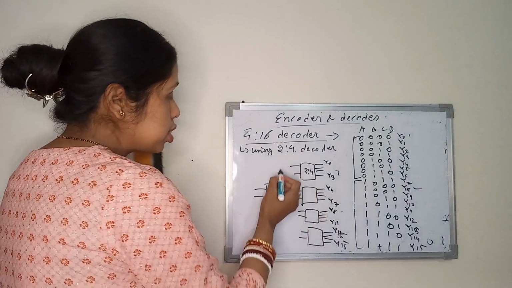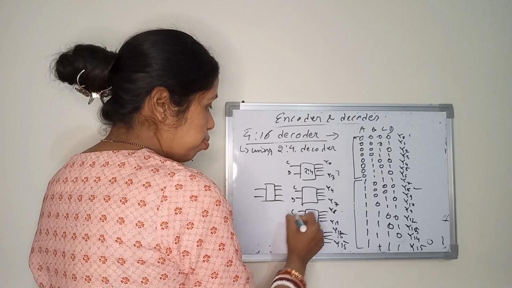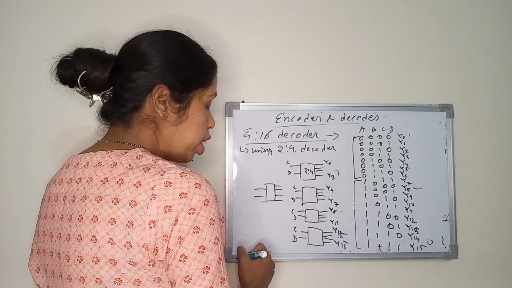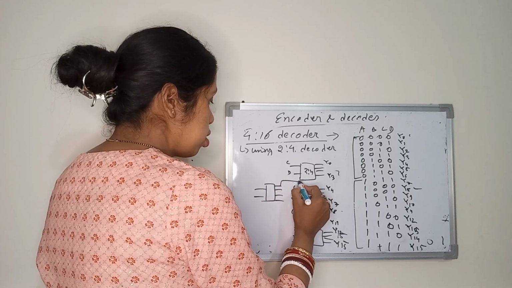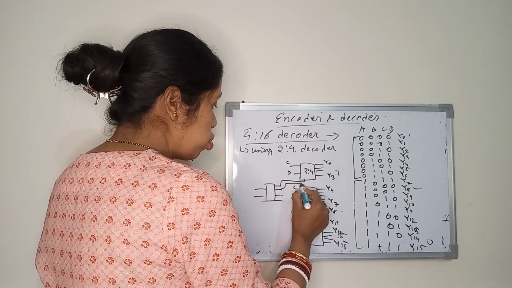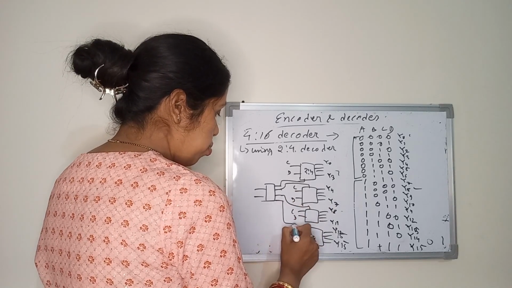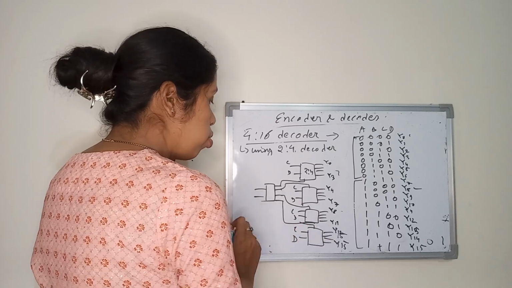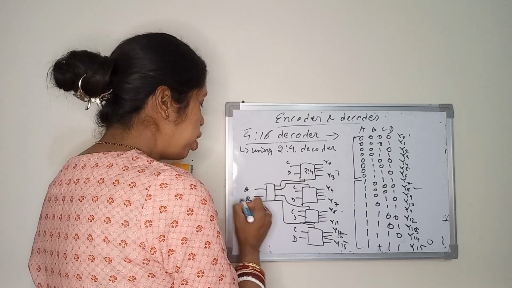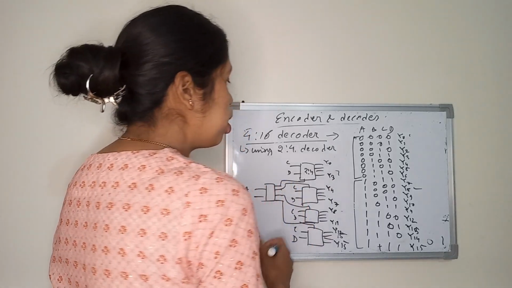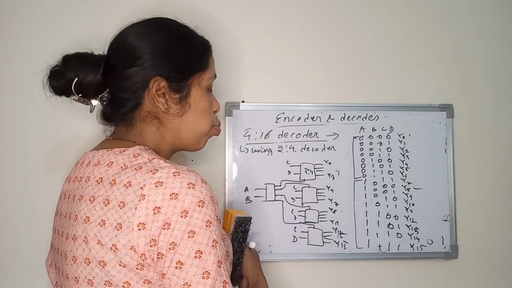Okay, that means this CD I can put here because it is the same for all the cases. Now I am connecting all these outputs to all these decoders. Okay, now if I have connected CD here, I can put AB here. Now I will check whether, according to the combinations, I am getting all the outputs or not.